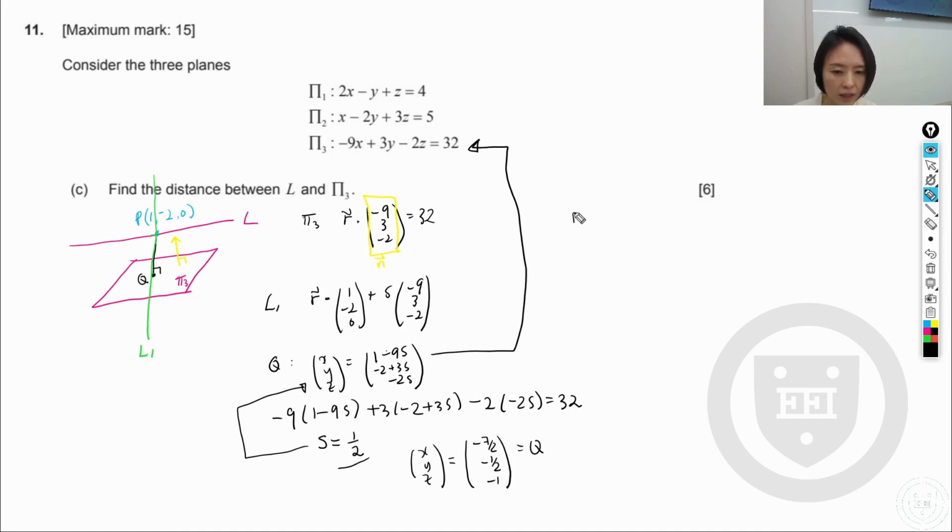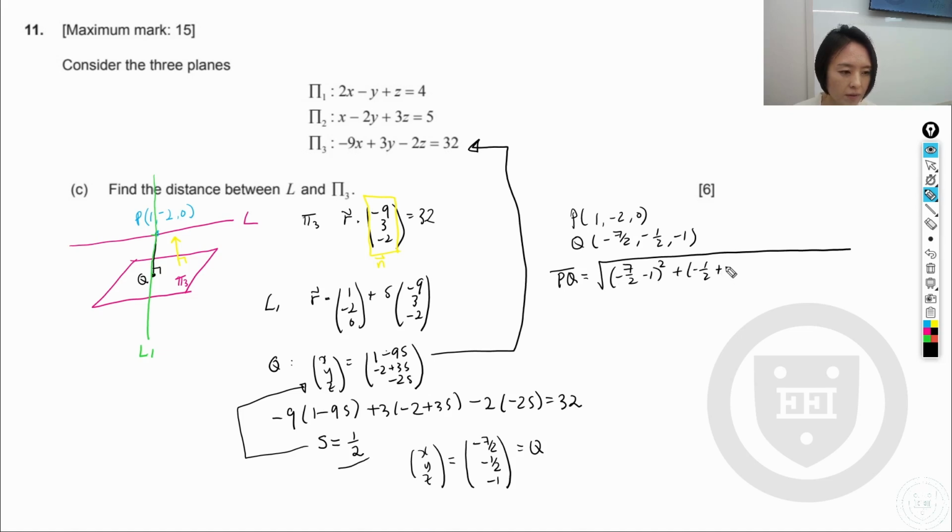Then we know P is (1, negative 2, 0), and Q is (negative 7 over 2, negative half, negative 1). So PQ will be the square root of (negative 7 over 2 minus 1) squared plus (negative half plus 2) squared plus (negative 1 minus 0) squared. Simplify it, and we get root 94 over 2. So that's the shortest distance between L and pi3.